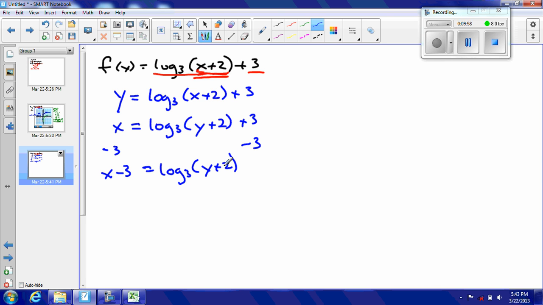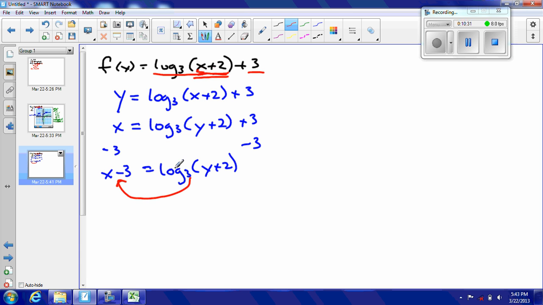Well, now I can free my y by turning my logarithmic equation into its exponential form. Really what I'm doing here is exponentiating both sides to the power of 3. When I have a log and I want to turn it into its exponential equivalent, I take my 3 and move it over to the other side like I did before. And I'm going to make my x minus 3 the exponent. Because remember, a logarithm is a question and the answer is an exponent.